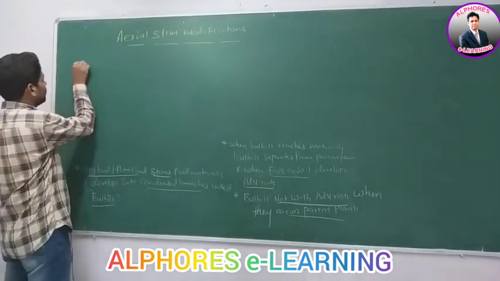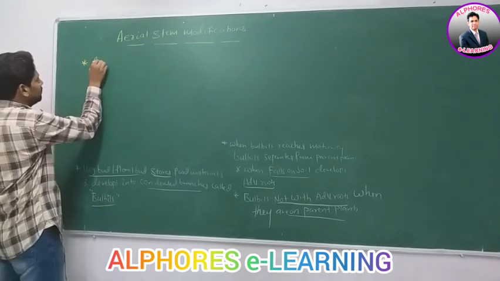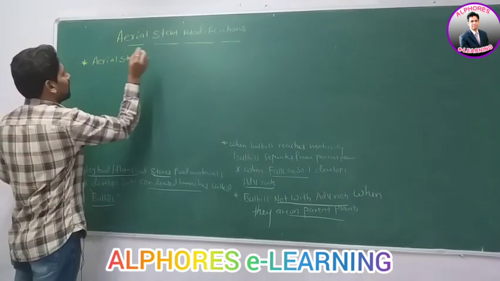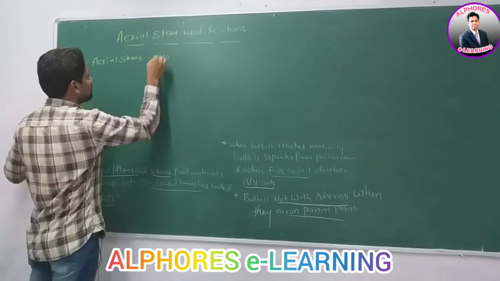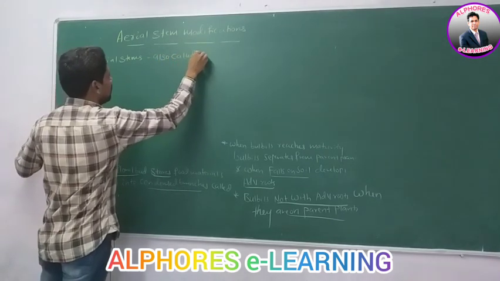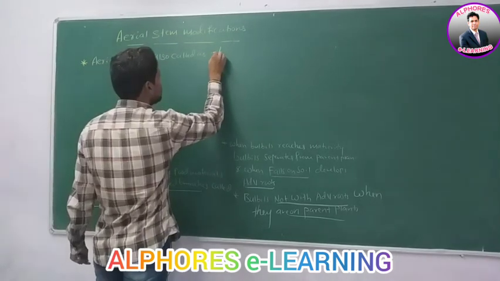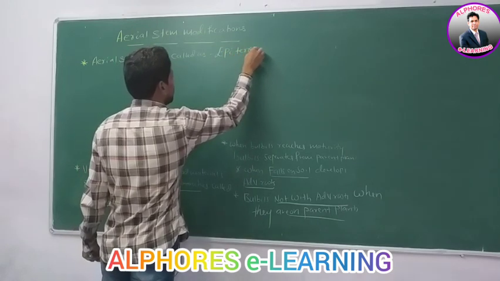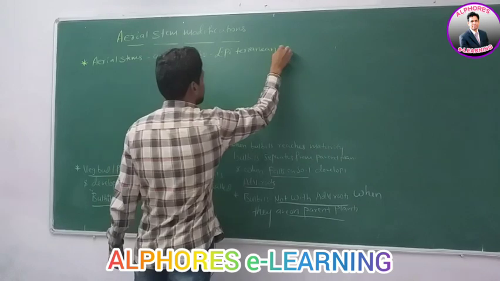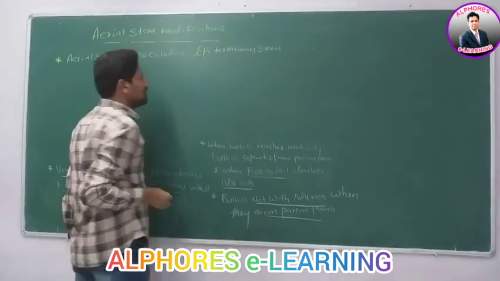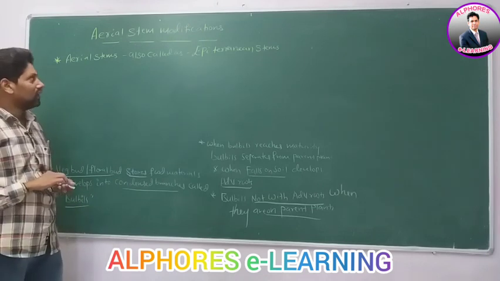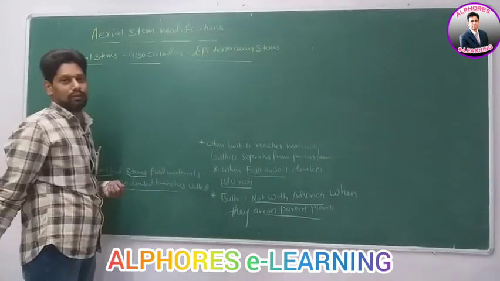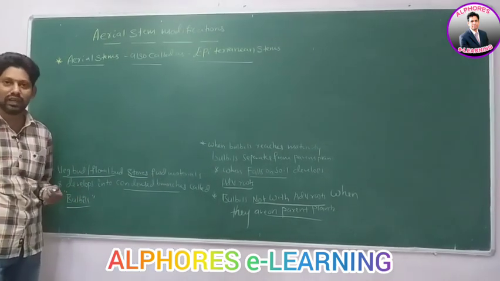Now listen to this statement. Aerial stems. Which stems? Aerial stems are also called epiterranean stems. Is it okay? Therefore, aerial stems are also called what? Epiterranean stems. Is it okay?